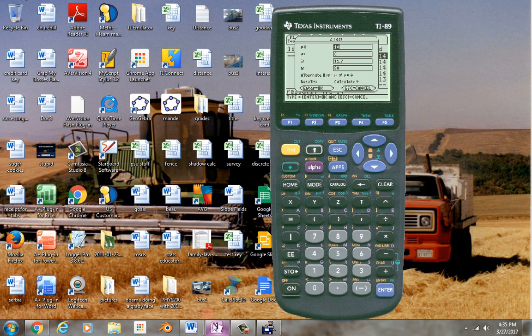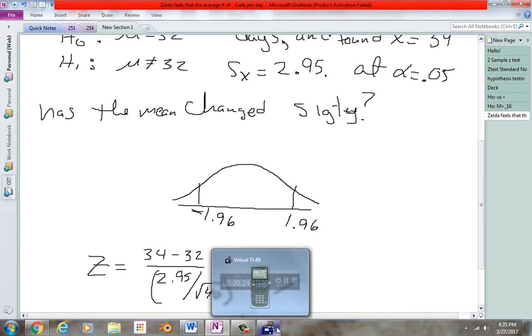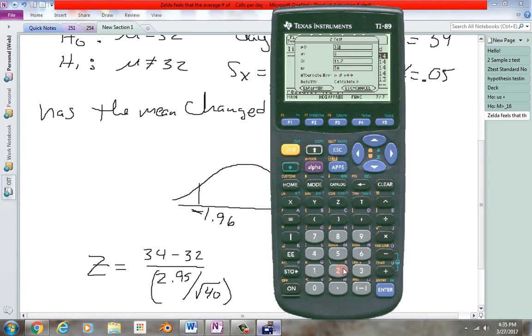Now, mu naught, that is what we are assuming. So you see under mu naught, it's 32. Sigma here is 2.95. Now pay attention, that's a big deal. It's very annoying how on these programs, like later on we'll do a t-test, they give you the information in a different order over here. So you get in the habit of doing it one way and then they switch it up on you. So just pay attention to that. This is the alternative hypothesis. This is saying we have a two-tailed test, but we could have an upper tailed or a lower tailed test too. So just hit the two-tailed version, and then hit calculate.